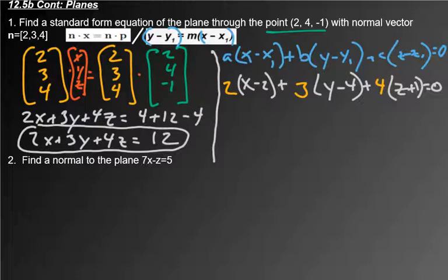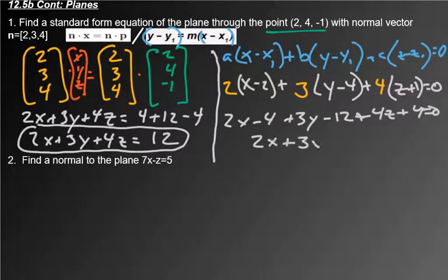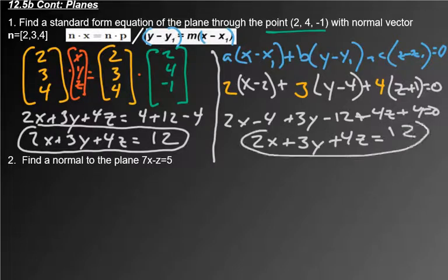And if you multiply this out and simplify it, you're going to have 2x minus 4, 3y minus 12, and 4z plus 4. And if you look, if you add 4 over, add 12 over, and subtract 4, that's exactly what we got right here. It's not a coincidence. This is 12. You're going to get the exact same thing either way.